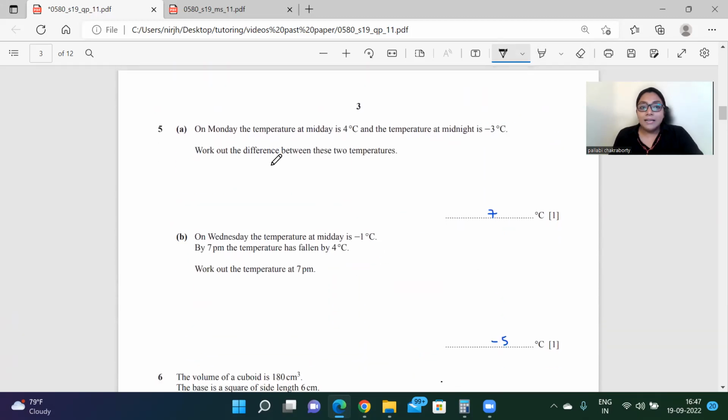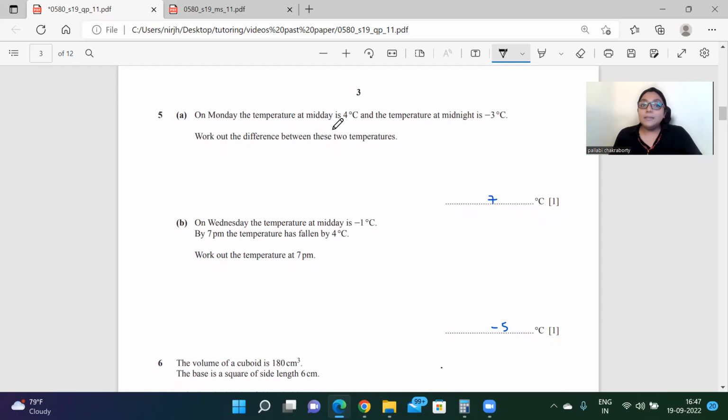Moving on. Now we have: on Monday, the temperature at midday is 4 degrees Celsius and the temperature at midnight is minus 3 degrees Celsius. Work out the difference between the two temperatures. Now over here, the concept of a number line is very, very important to understand. So first I will tell you about the concept of a number line and then we will use that to solve this question. And then I will tell you as well why that method is not a very good method to solve this particular question. So let's make a number line first.